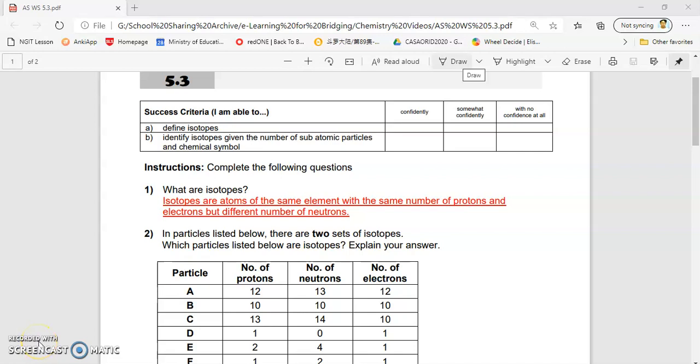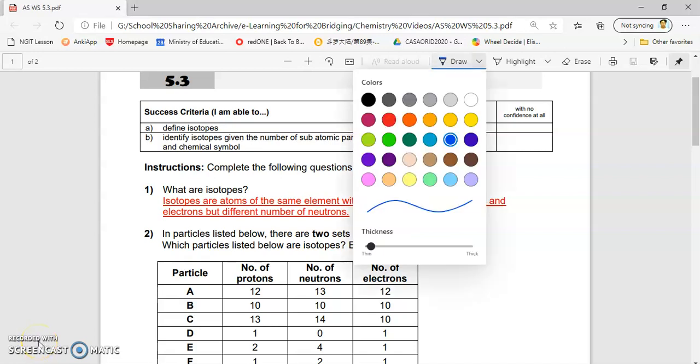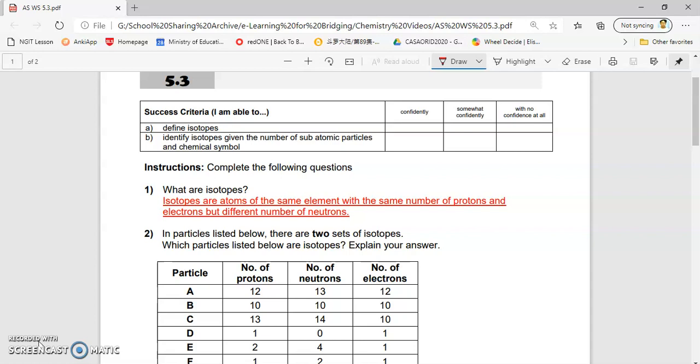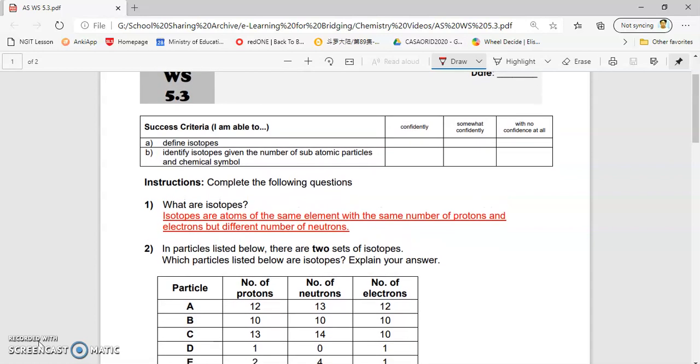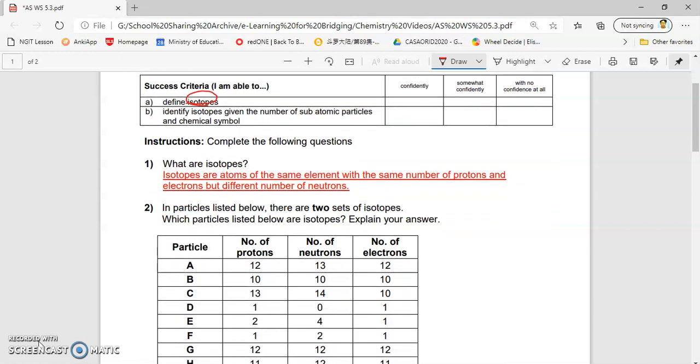Okay, we have worksheet 5.3 now, so we're going to take a look at the next part here. For this worksheet, we're going to focus on the idea of what isotopes are. First things first, what are isotopes?